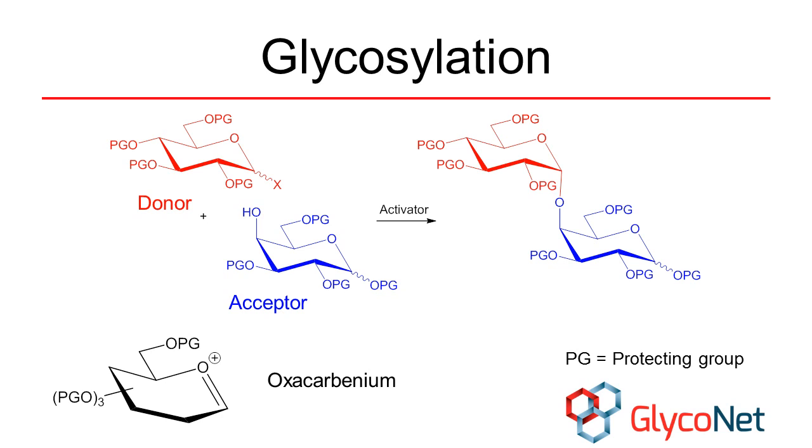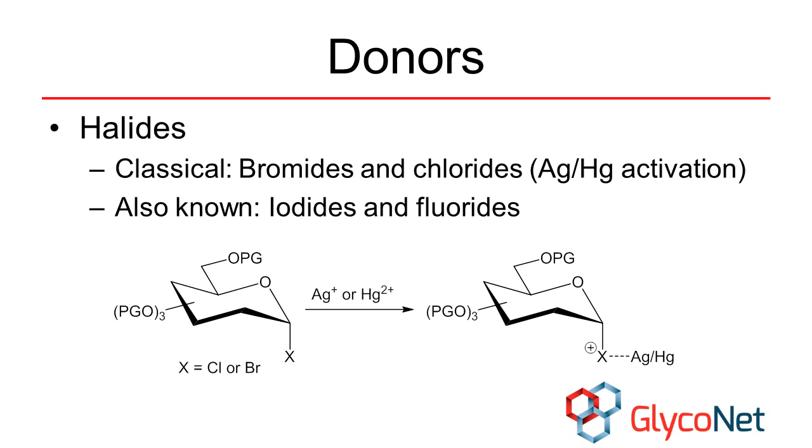Although we often draw these intermediates as naked oxocarbenium ions, they almost certainly exist in complexation with stabilizing counterions. Many different types of donors have been developed, and we will discuss a few of the more common ones in the next few slides.